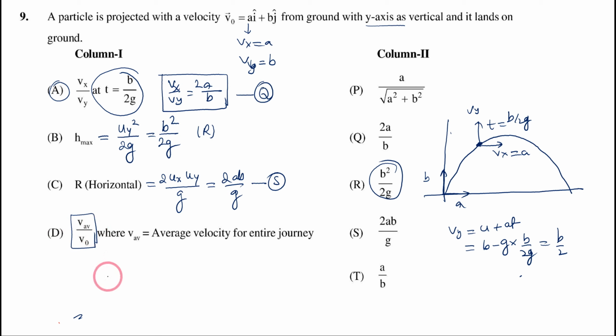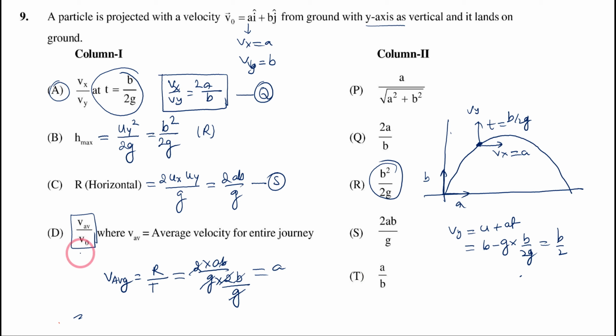Now what does average velocity mean? Displacement upon time. So how much is the displacement? Displacement is range. How much is the time taken? We will divide by that and we'll get the result. So range is 2ab upon g and time is 2 into b upon g, meaning 2uy upon g, which is the formula for time. g and g cancelled, 2 and 2 cancelled, b and b cancelled, so this is coming as a only. Okay, average velocity is only on the x-axis.